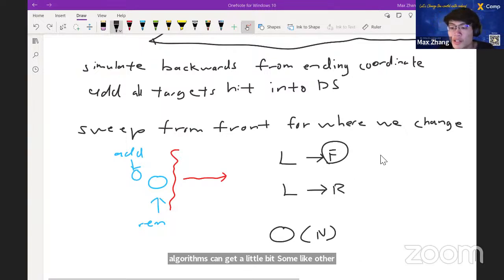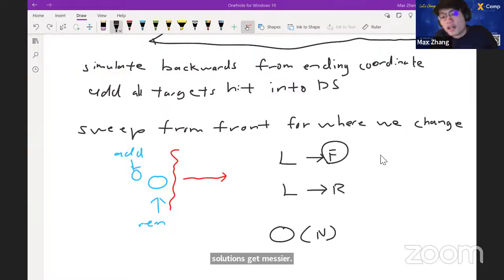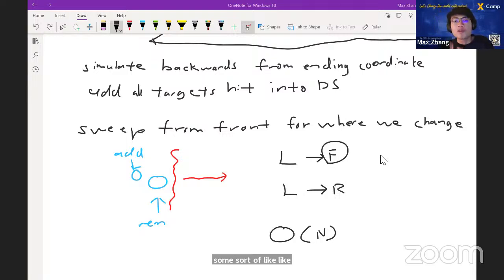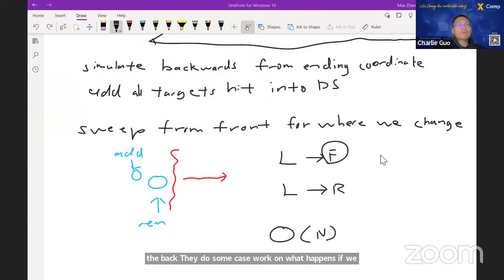What alternative solutions are there? One other solution I had in mind is to calculate a prefix and suffix and then use some sort of table to check, only counting it as +1 if it's the first occurrence from the front or the last occurrence from the back. And then do some casework on what happens if we change. But that gets messy fast. There are probably also other ways you can deal with this condition or try to count this.